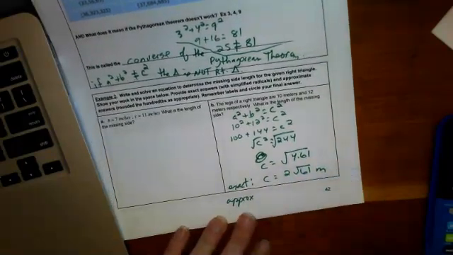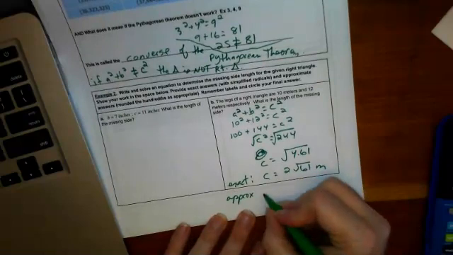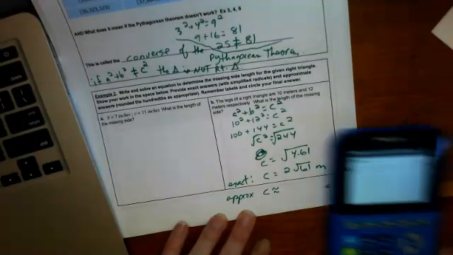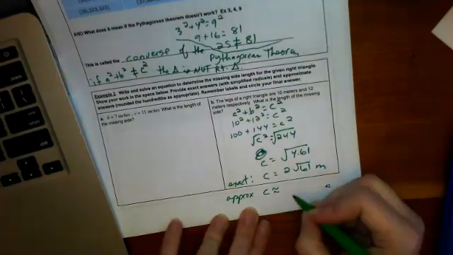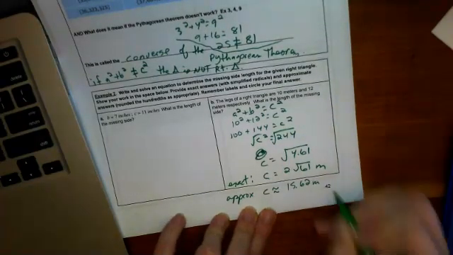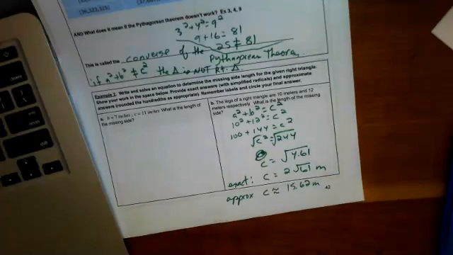So c equals 2 root 61 meters, and c equals approximately, I'm just going to put in the square root of 244 because that's what it was originally. We get 15.62. 15.62 meters. And there you have it. Okay? Moving on to page 43.